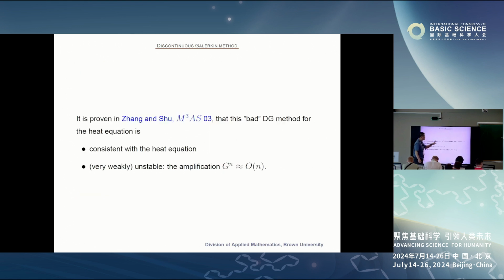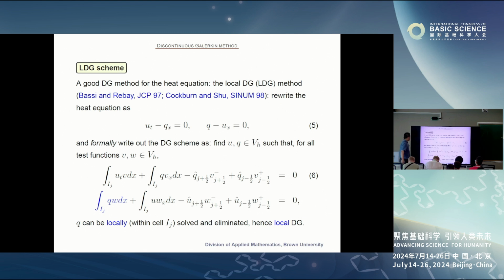Okay. Yeah. So it's proved in this paper that this is consistent but very weakly unstable. This Zhang is Mengping Zhang from USTC. Okay. Then what do you do? Then it comes to the LDG scheme.